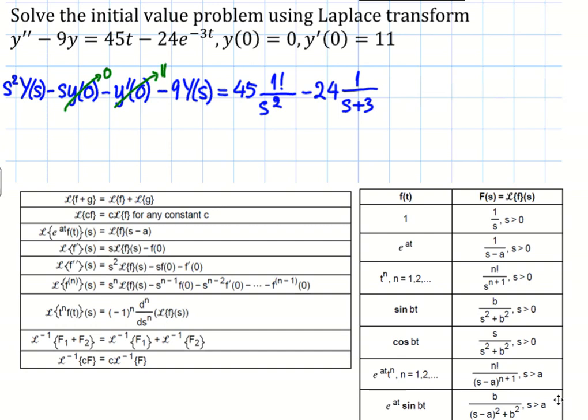So now we factor out Y(s), and we have Y(s) times (s squared minus 9). The 11 we will move to the other side. Negative 11 becomes 11 on the other side, and then we have 45 over s squared, and then 24 over s plus 3.